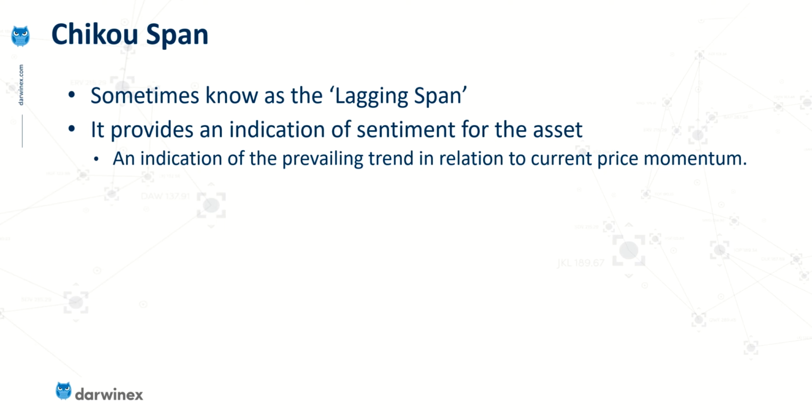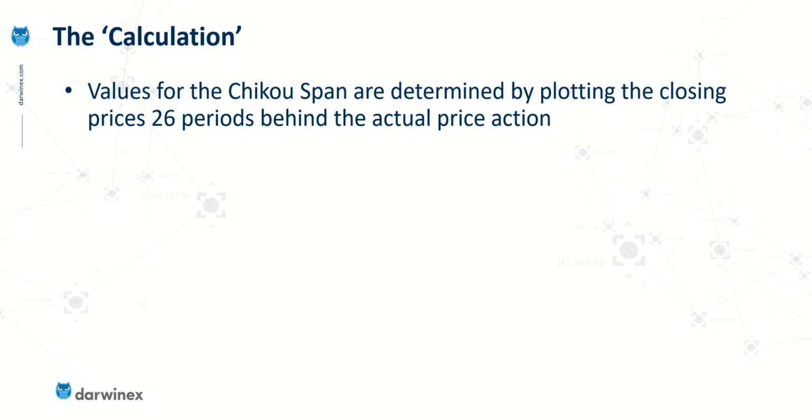And I always feel that it helps to understand the calculation behind an indicator, but in this case I have to put calculation in quotes. And that's because it really doesn't warrant being called a calculation. It's too simple for that. And the Chikou Span is determined by simply plotting the closing prices 26 periods behind the actual price action. And because of that, that gives you an indication of why it might be called the lagging span.